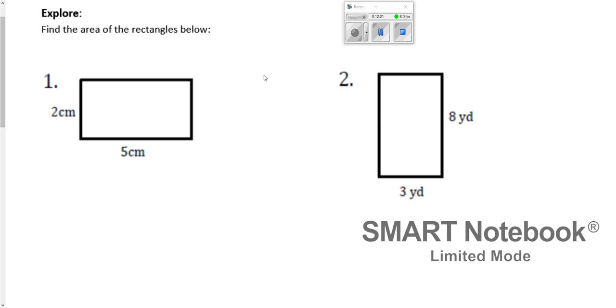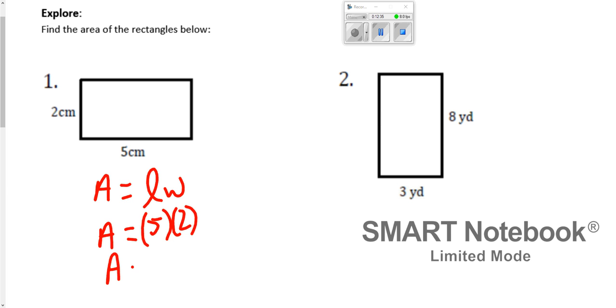All right, so I'm going to start doing the answers on the board. So if you want to do it on your own, you need to pause the video. So this is a rectangle. I know the area of a rectangle is length times width. Now I'm going to substitute in, that's 5 times 2. And I get 10 square centimeters.